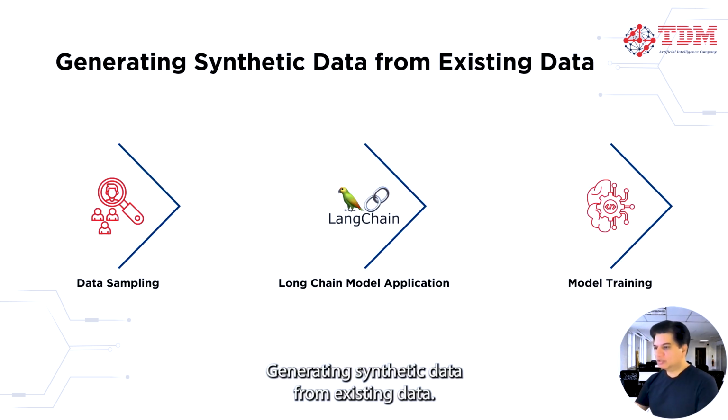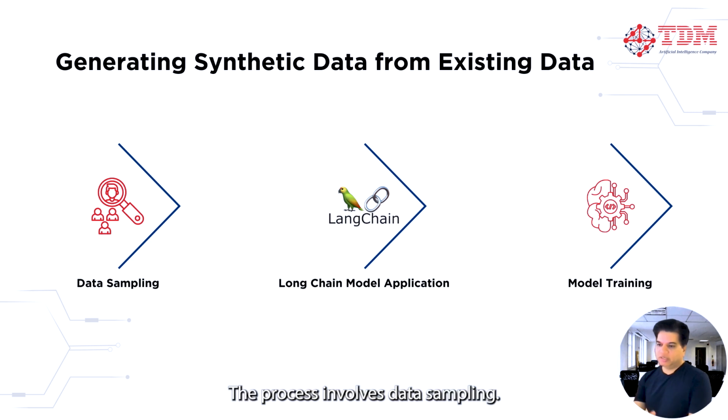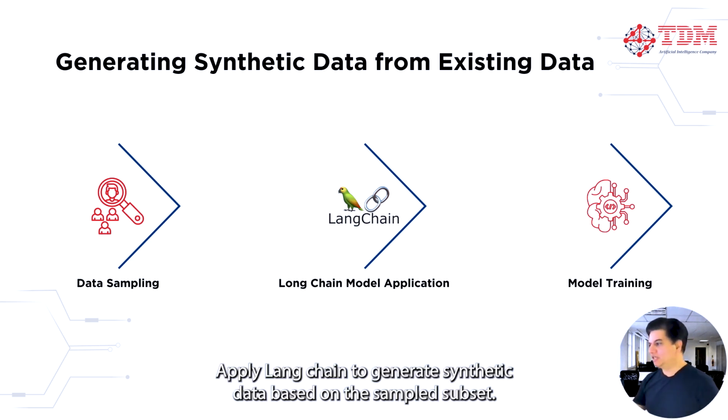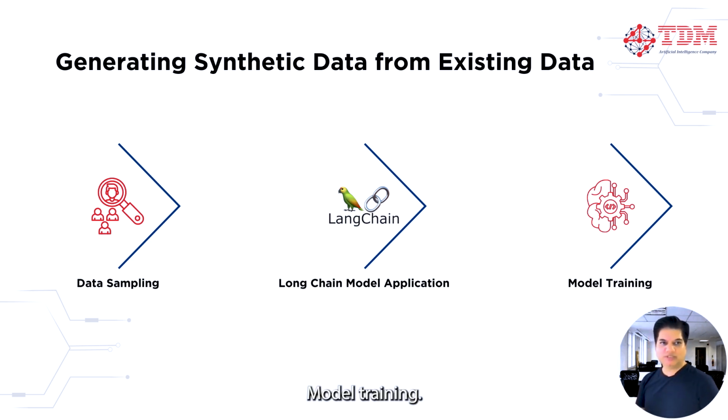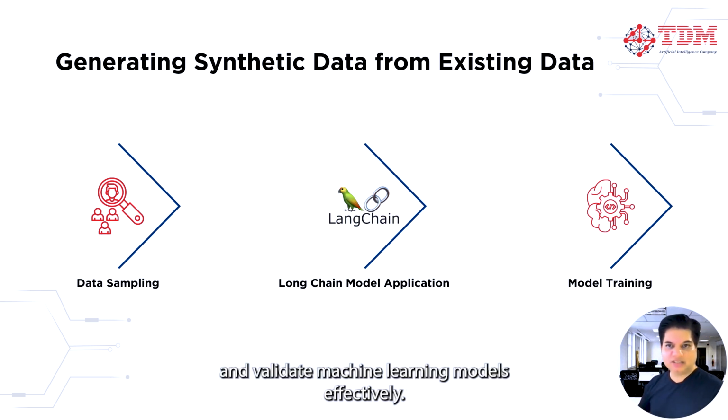Generating synthetic data from existing data. The process involves data sampling: select a subset of existing data. LangChain model application: apply LangChain to generate synthetic data based on the sampled subset. Model training: combine synthetic and real data to train and validate machine learning models effectively.